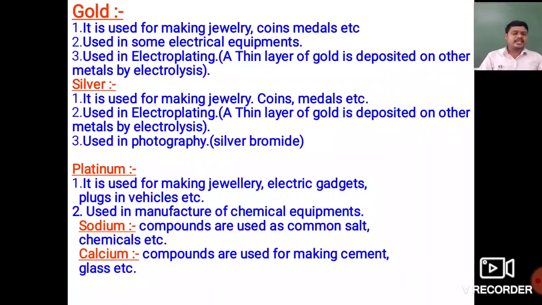The calcium is a raw material for the manufacturing of cement and glasses, and this calcium is also used in the medical industry. So this calcium is also very important to our human body to maintain sufficient health and proper growth in our body. So hence this calcium and sodium will also be used in the manufacturing of some medicinal tablets and in the medicine field. So these are all the uses of gold, silver, platinum, sodium and calcium.